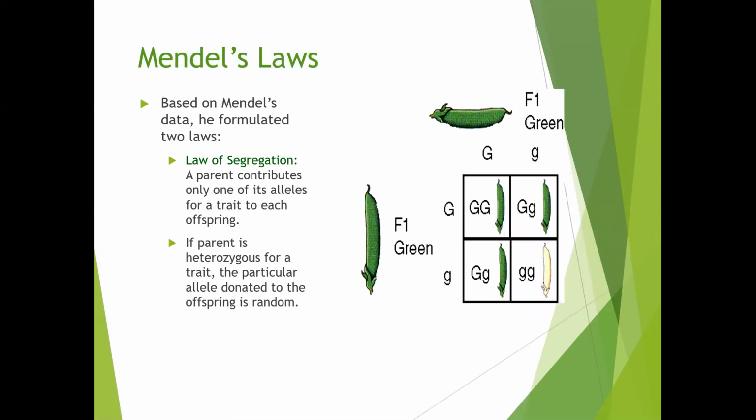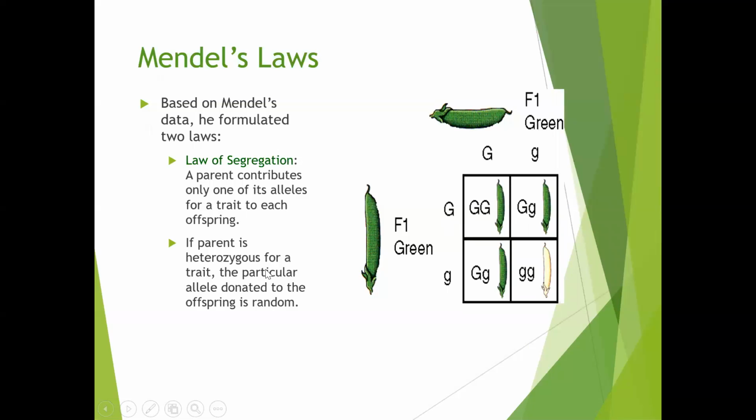So from these findings and these mathematical data, he concluded a couple of different things. When I say he, I mean Mendel. So he came up with the law of segregation. So the law of segregation just means that only one allele is going to be given to the offspring, okay? So remember, you inherit half the information from your mom, half the information from your dad. So that's that law of segregation.